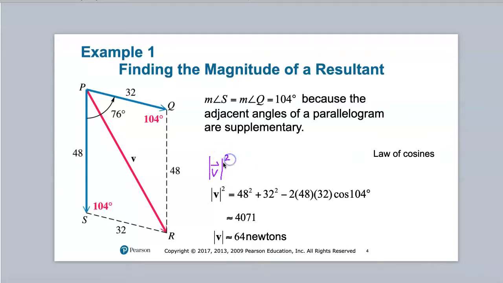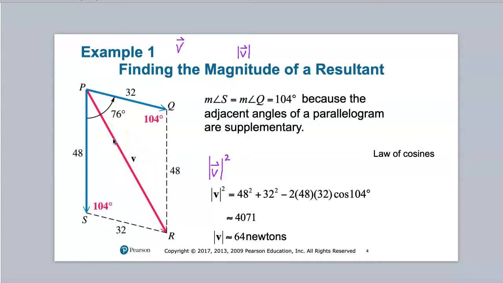So what are these absolute value bars for? These absolute value bars are the way we write magnitude. The physical vector itself is v with this little top. The magnitude of that vector, the length of that vector, is a plain old number, and that's represented with the absolute value bars on either side. So we just use the law of cosines, and once you get the result, 4071, you take the square root of both sides, and you find that the magnitude is 64. In this problem, it's 64 newtons.